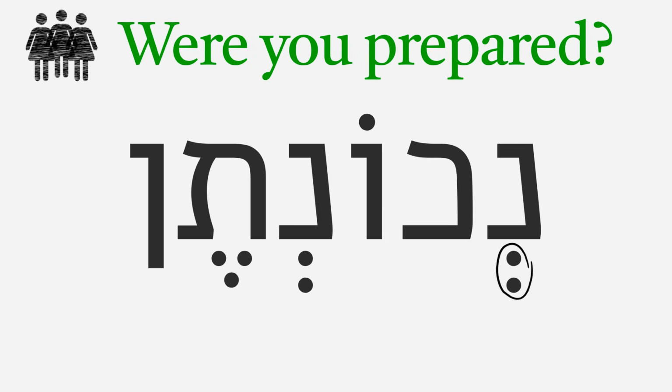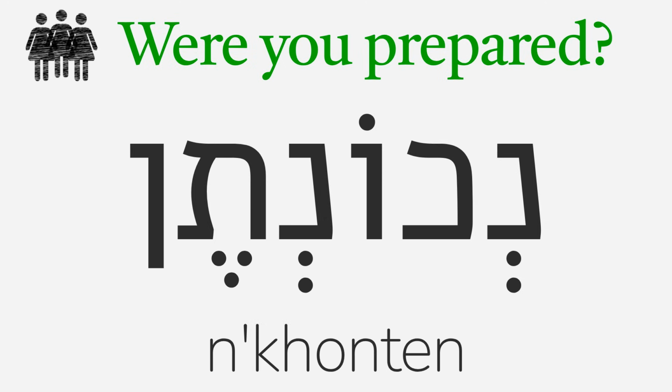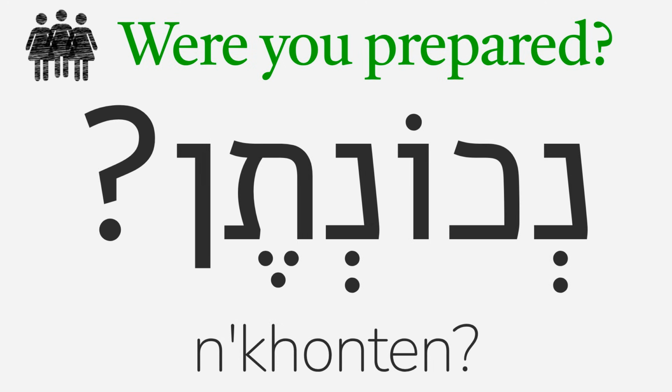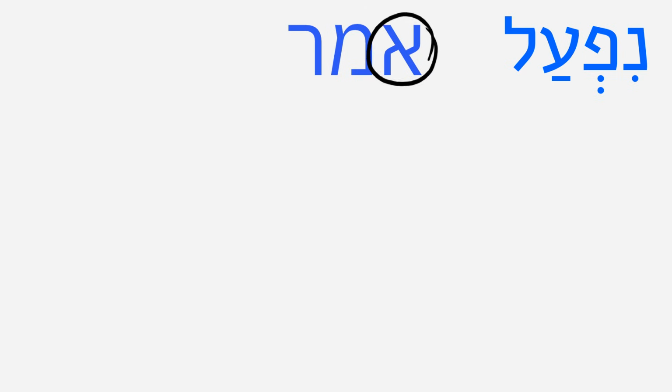This is a vowel change that also happens with the three forms of the present tense that have endings. That change makes the verb nachonten. As a question, nachonten, were you prepared? Nachonten. Let's also learn what happens to a Niphal verb when the first letter of its root is a guttural, aleph, ayin, chet, or hey.